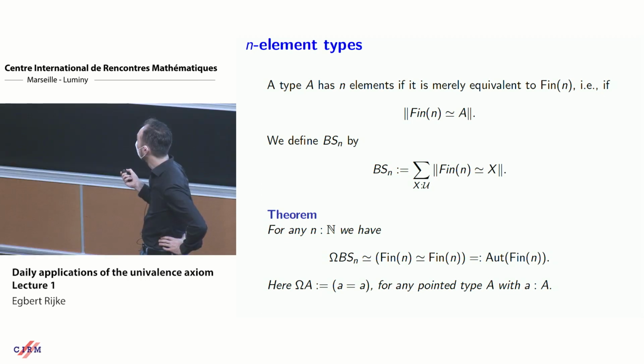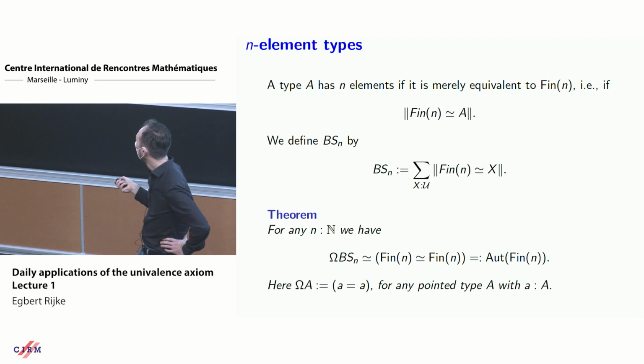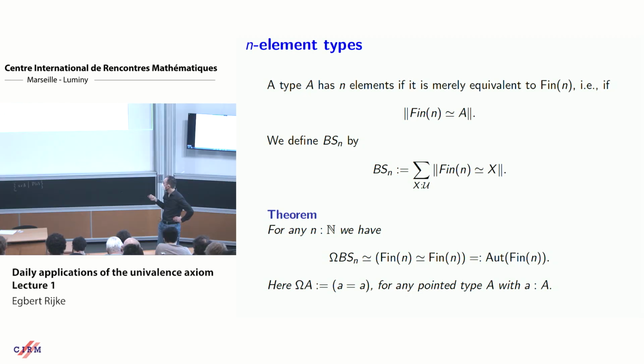That's because of this theorem. If we take the loop space of BSN, the loop space of a type at the point A means the type of self-identifications from A to A, and this can be a non-trivial type, even though we write it with equality. So the type of self-identifications of the base point of BSN, the base point is this fin n, is equivalent to the type of automorphisms of fin n. And the automorphisms, of course, are the permutations, and that's why we call this type BSN.